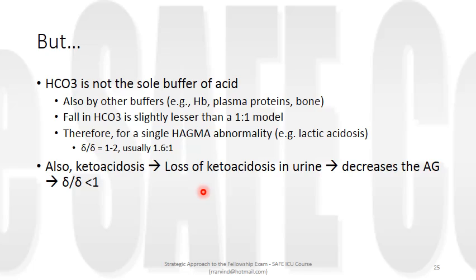Ketoacidosis behaves differently. Ketoacidosis is a form of high anion gap metabolic acidosis, but the keto acids are excreted in the urine, which means that because it gets out of the body, it spares all the buffers, which means that the anion gap, the numerator, drops. If the numerator drops, clearly the ratio drops as well. So even when you have sole ketoacidosis, the delta delta ratio can actually be quite small. Okay, so it behaves like somebody with a metabolic alkalosis because the keto acids get lost in the urine.